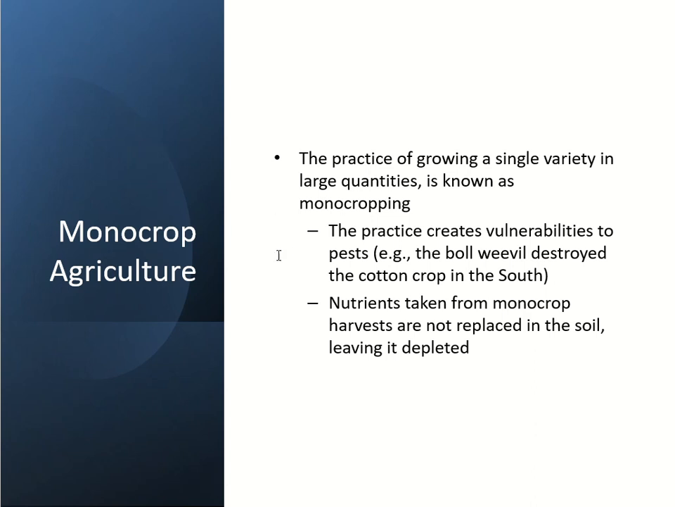The vulnerabilities are to pests. An example of that's the boll weevil, which destroyed the cotton crop in the south long ago, wreaking havoc on the southern economy. Nutrients, also, because of monocrop harvests being total. The entire plant is removed from the soil oftentimes. There's nothing left in terms of organic matter to replenish the nutrients in the soil, and that leaves the soil depleted. And if you don't replace that with synthetic nutrients, then you won't be able to grow any more crops.